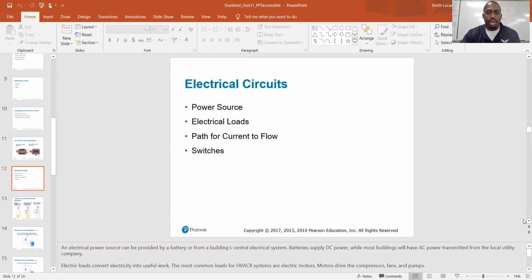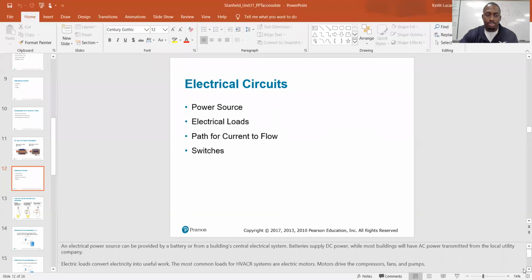Electrical circuits. So what do you need to have a complete electrical circuit? These are your four components: your power source, your electrical loads, your path for current to flow, and then your switches. So an electrical power source can be provided by a battery or from a building's central electrical system. Batteries supply DC power, while most buildings have AC power transmitted from the local utility company. So that would be the plug in your wall coming from Edison.